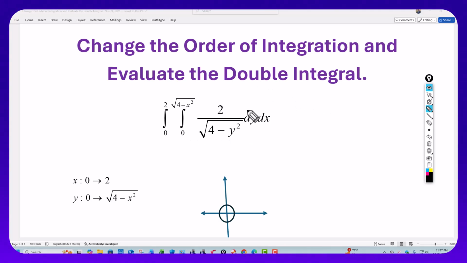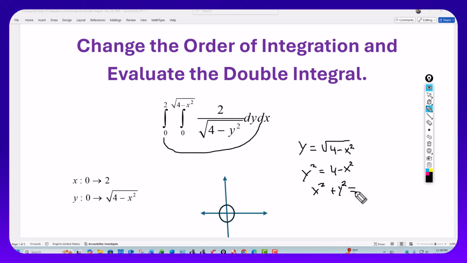So we want to do it in terms of dx and then dy. As is right now, this x here corresponds to the outer limits. So we got x going from 0 to 2. And for y, it goes from y equals 0 to y equal the square root of 4 minus x squared. Now keep in mind that if you set y equal to the square root of 4 minus x squared, let's square both sides. We get y squared is equal to 4 minus x squared. Taking the minus x squared over, we get x squared plus y squared equal to 4. And this would be a circle centered at the origin, 0, 0. It will have a radius of 2.